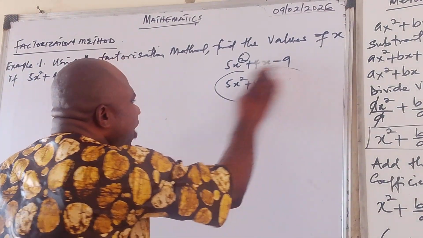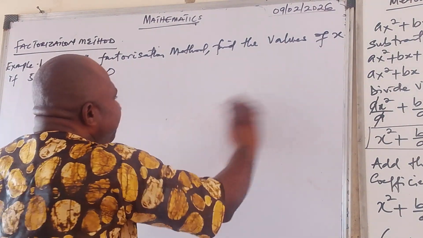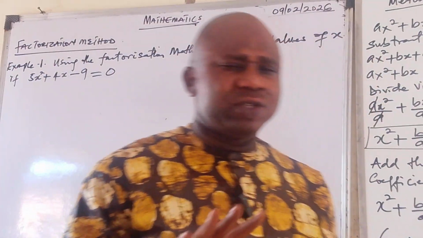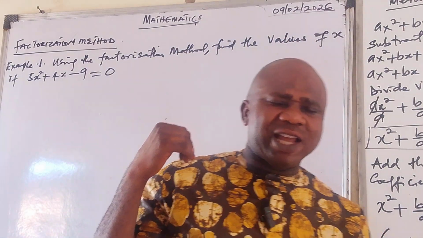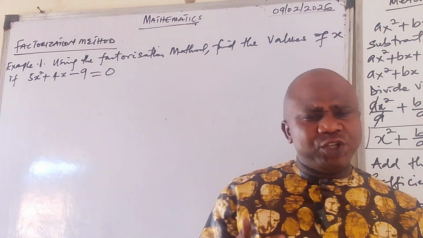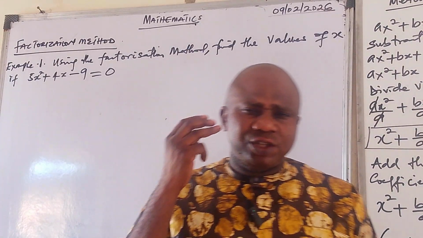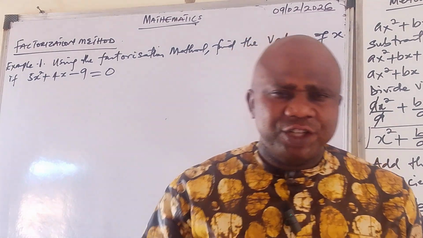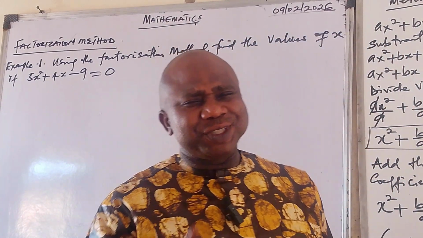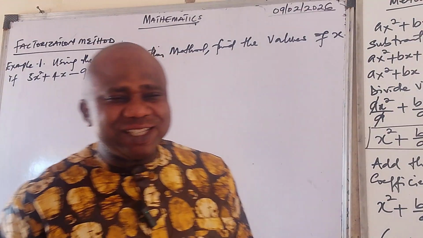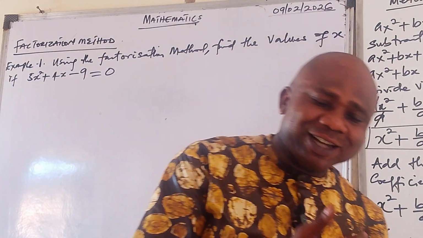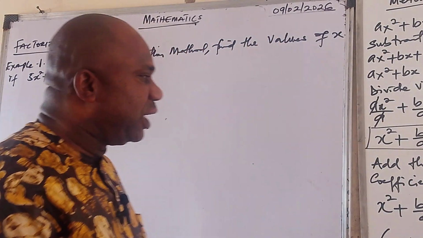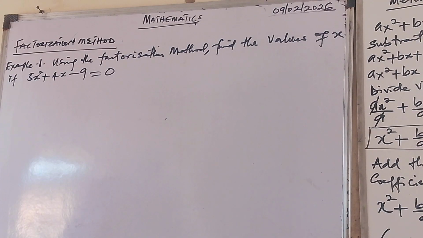And here we have been restricted to the factorization method. Remember, we have 4 methods at O level for solving a quadratic equation. I mentioned the general quadratic formula method, the completing the square method, the factorization method, and of course the graphical method. We have seen how to use the completing the square method and also the general quadratic formula method. So now we're looking at the factorization method.